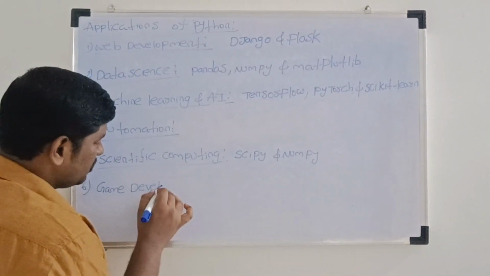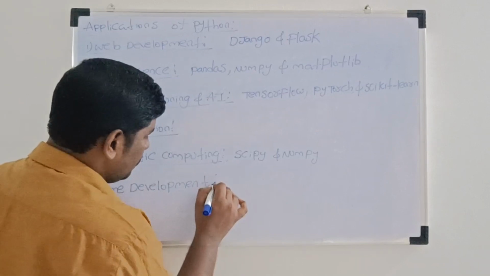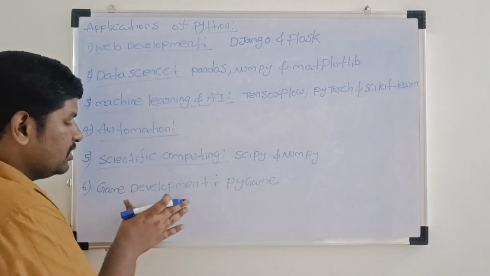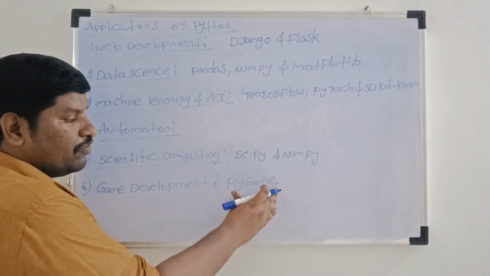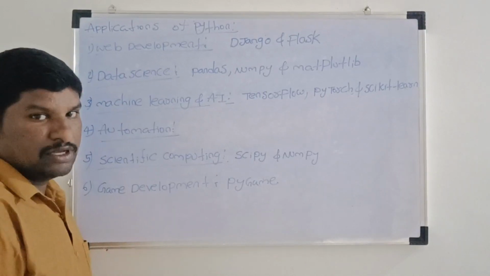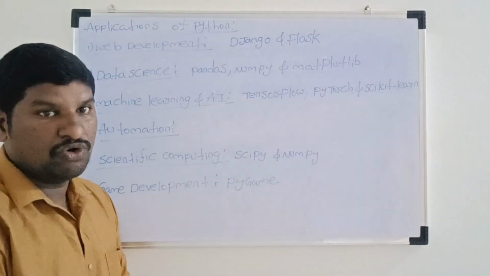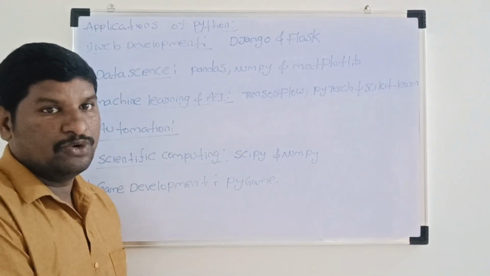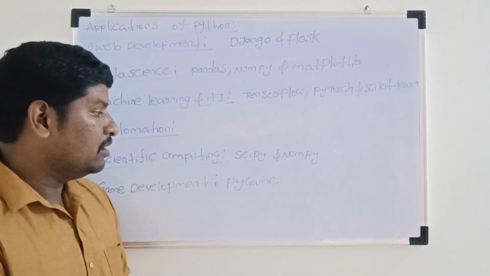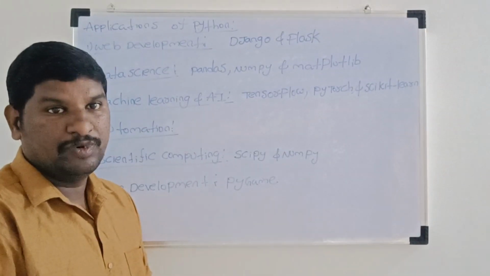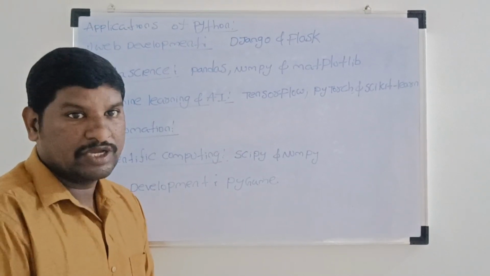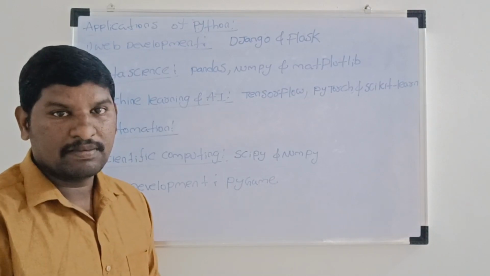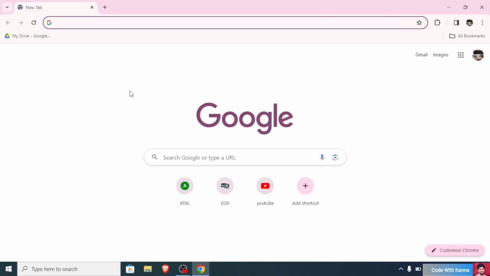Game development. Here, Pygame. Pygame is the Python library for game development. So here, Pygame provides tools to create 2D games, including graphics, sounds, and user interactions. So, in this way, Python helps you make 2D games, like simple computer games or mobile games with graphics and sounds. Okay. Now let's move on to installing Python software.